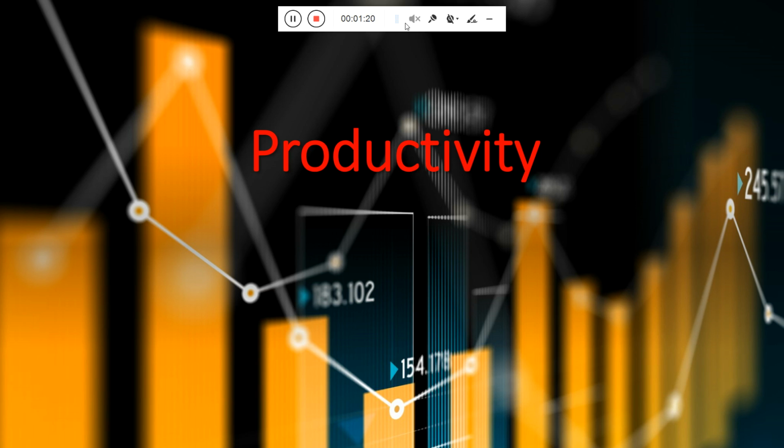So what is productivity? Actually, it is a measurement, a measure of the well-being of any organization, the health of any organization. It is one type of measurement. On the basis of that you can measure the health and well-being of any organization. Okay, let me go to the next slide.